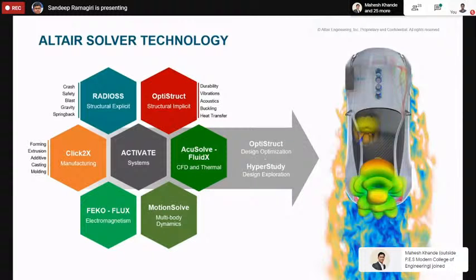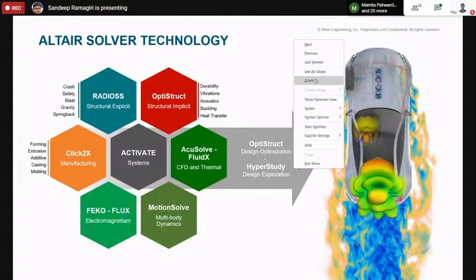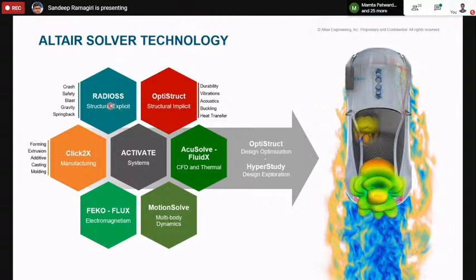So if you see here on the top, we have a software called Radioss. Basically, it is to do the crash, safety, blast, and also gravity. So it's basically used to do the structural explicit analysis. And then we have OptiStruct. OptiStruct is basically to do the durability and vibration, acoustics, and buckling and heat transfer analysis. So it's basically a structural implicit analysis tool.